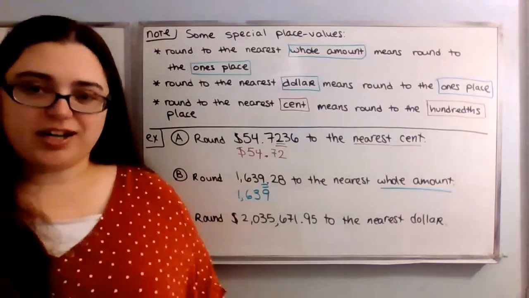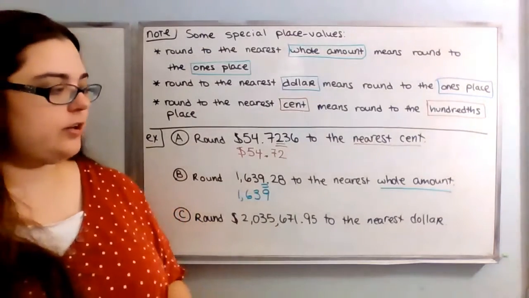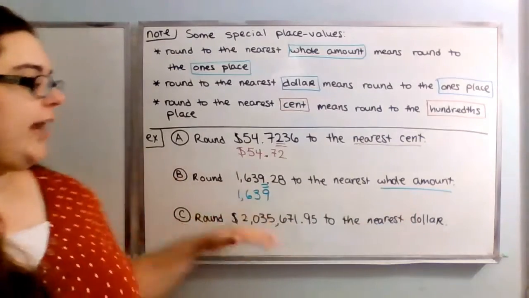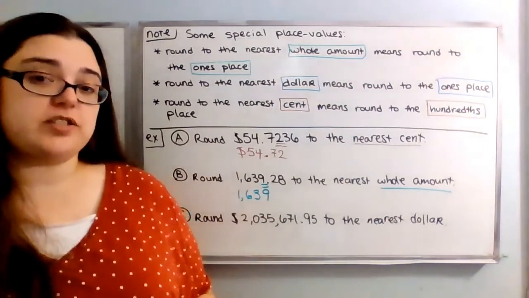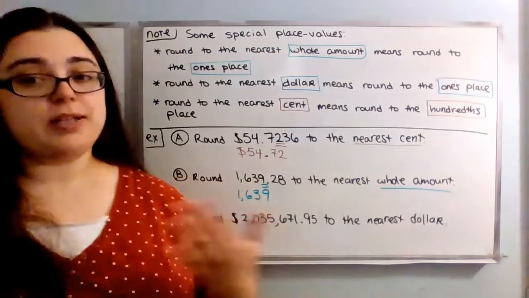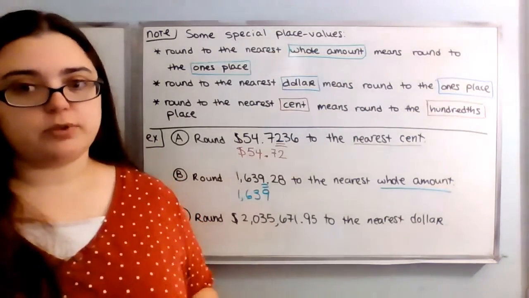So a good check that you can do is when you're rounding to the nearest whole amount, you should get a whole number in the end. In other words, you shouldn't have any decimal point or any decimal place value because whole amount means whole number. Okay, so there's no decimal component at the end.